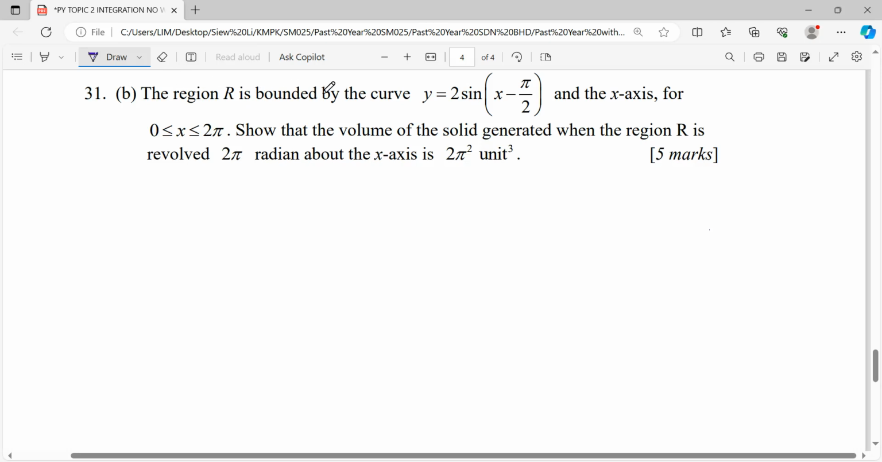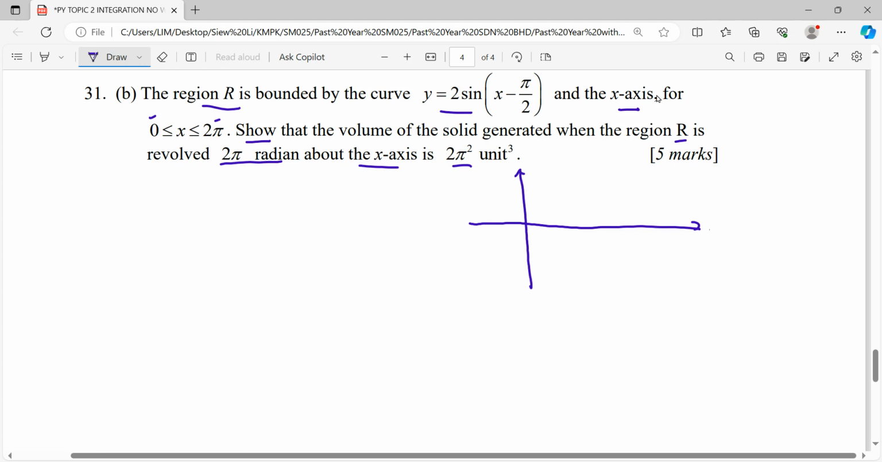The region R is bounded by the curve y equals 2 sine of (x minus pi over 2) and the x-axis for 0 to 2 pi. So you need to show that the volume generated by this region when rotated 2 pi about the x-axis is 2 pi squared. So firstly, we need to draw out the graph to identify the region.